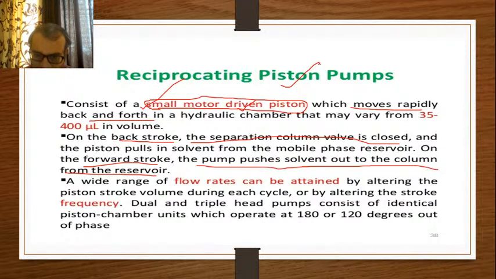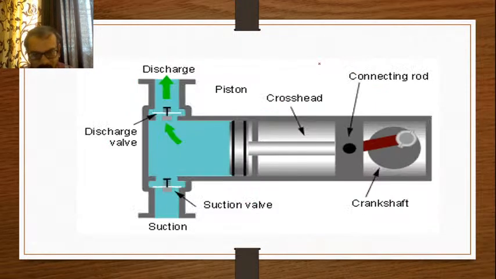Dual and triple head pumps consist of identical piston chamber units. You can have multiple chamber units attached to your pumping system, so that you can have a maximum amount of mobile phase getting access into the stationary phase. So this is how it works.